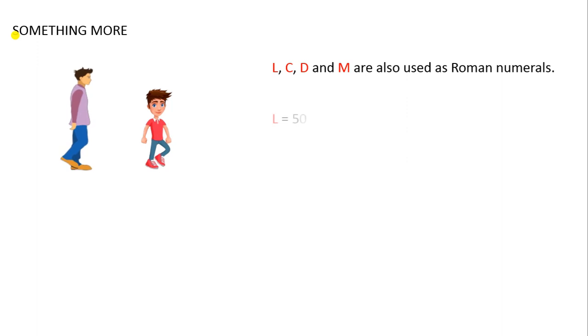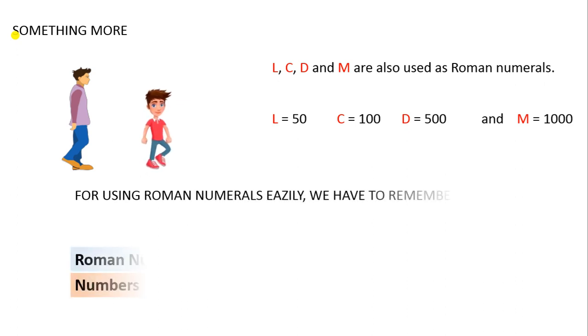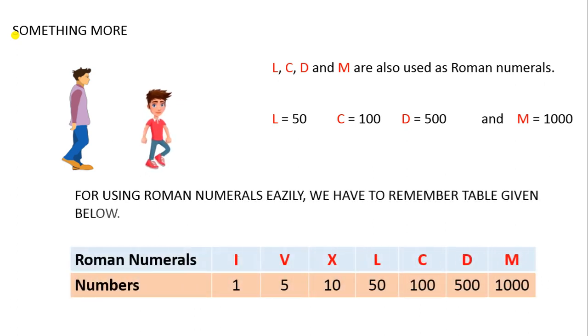Here, symbol L is used for the number 50. Symbol C is used for the number 100. Symbol D is used for the number 500, and symbol M is used for the number 1000. Oh, teacher, for using Roman numerals easily, we have to remember the table given below. Is it? Yes, Rahul.